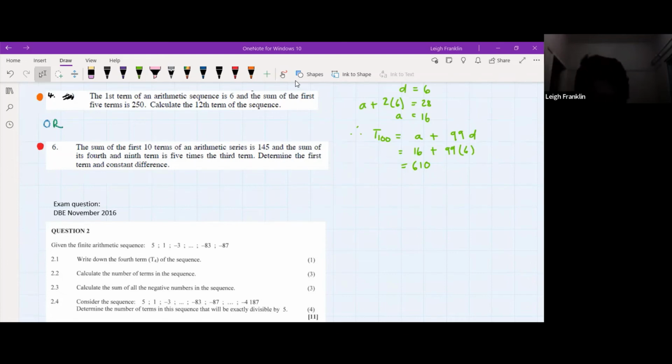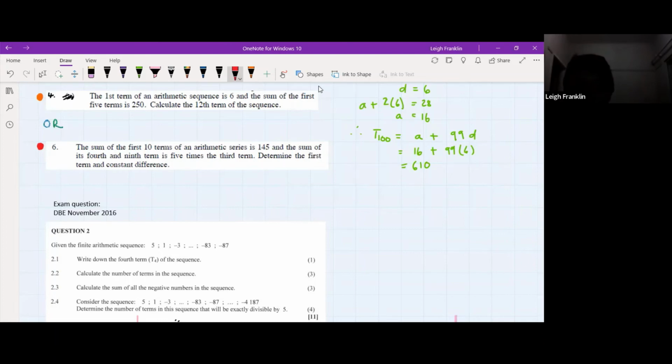All right. So instead of just going to the answer, I'm just going to do it over here on the side. Okay. So let's get a pen. Let's go for it. Okay, so the sum of the first 10 terms of an arithmetic series is 145.